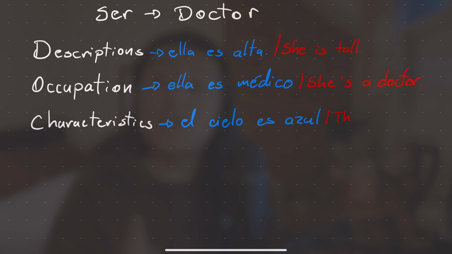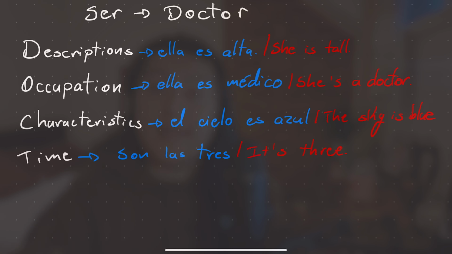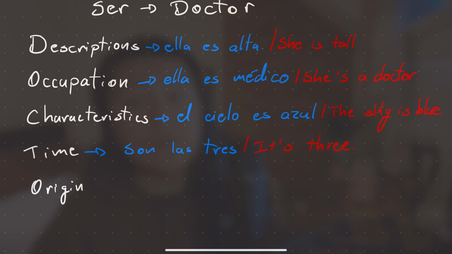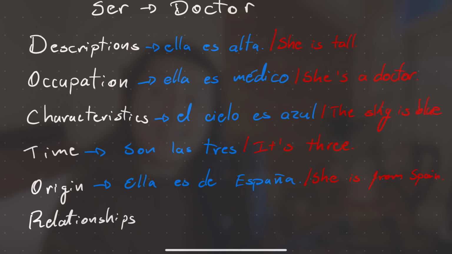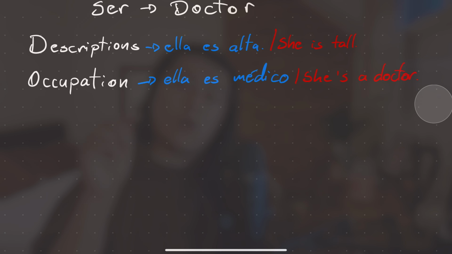Next letter, T is for time. Right, we talked about it. If you're asking about the hour, about the time. Son las 3. It's 3. Son las 3 de la tarde. It's 3 in the afternoon. Another O. This O is for origin. Ella es de España. She is from Spain. And finally, the R. The R is for relationships. R for relationships. Like, ellos son amigos. They're friends. So, doctor, D-O-C-T-O-R. Each one of them might help you make it a little bit easier to remember when you're supposed to use the verb ser in Spanish.